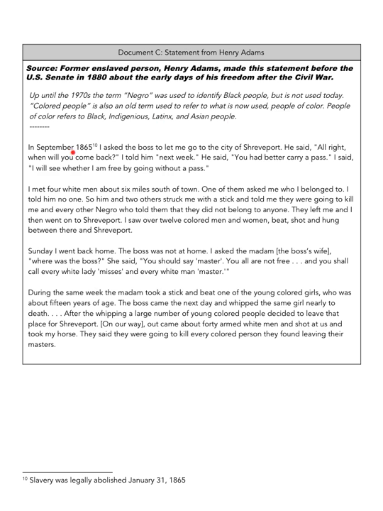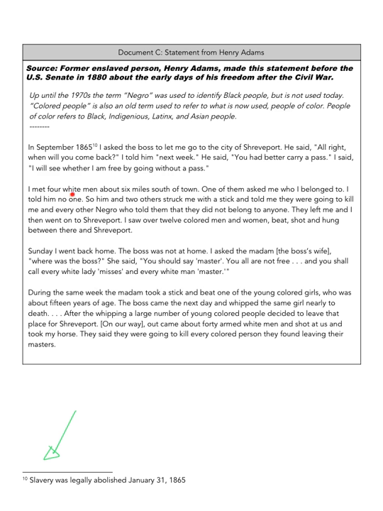In September 1865, I see a footnote, so I'm going to look down at the bottom. Slavery was legally abolished January 31st, 1865. In September 1865, I asked the boss to let me go to the city of Shreveport. He said, all right, when will you come back? I told him, next week. He said, you had better carry a pass. I said, I will see whether I am free by going without a pass.